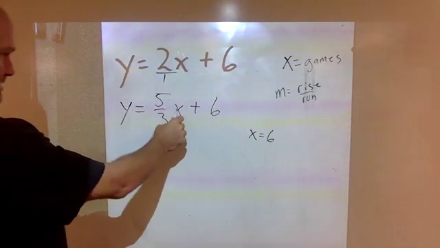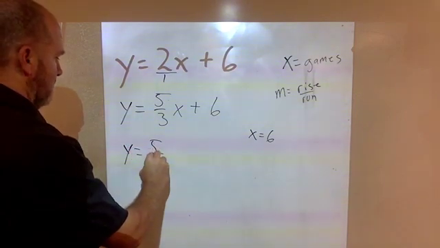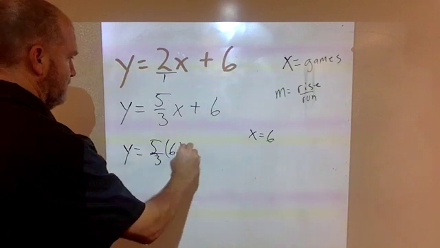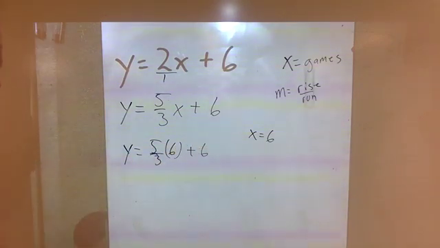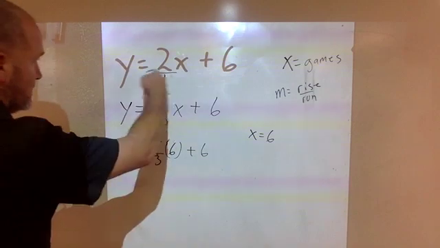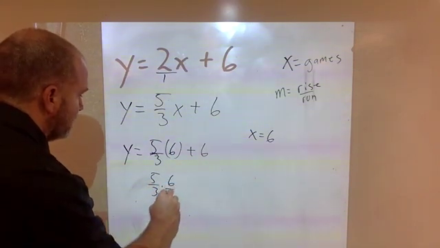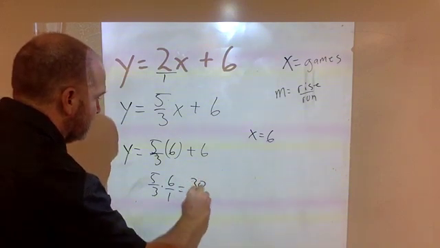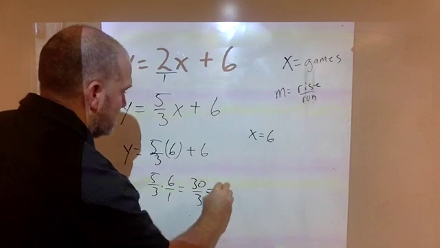Well, you'd have to plug a 6 in for x. You'd say y is equal to 5 over 3 times 6 plus 6. And 5/3 times 6 is $10. Right? It's just like I showed you before with multiplying fractions on a whole number. It's 5 over 3 times 6 over 1, which is equal to 30 over 3, and multiply straight across. 30 over 3 is the same as 10.